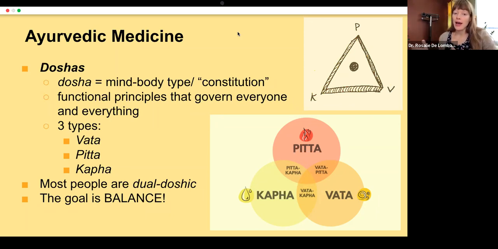Most people have 2 doshas that make up their individual self. So this is known as being dual doshic. Again, here the goal is balance. So most people having 2 doshas need to pull from that 3rd dosha to find balance, okay?